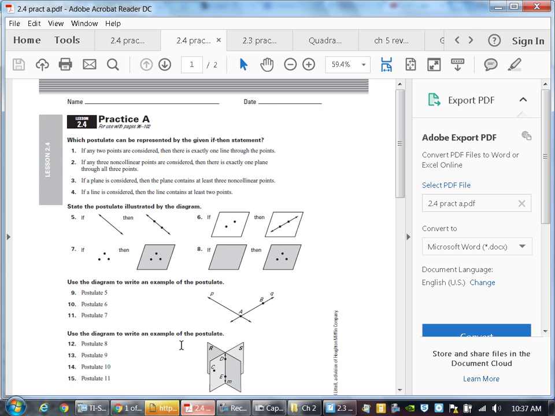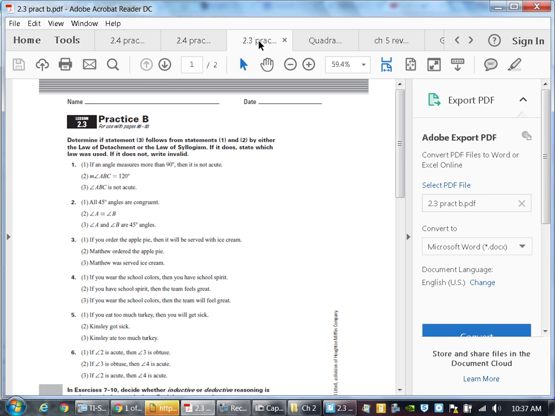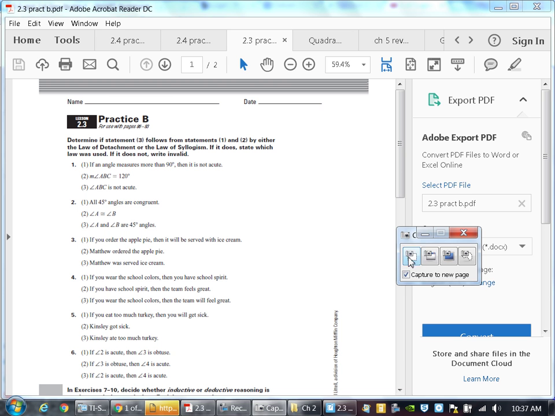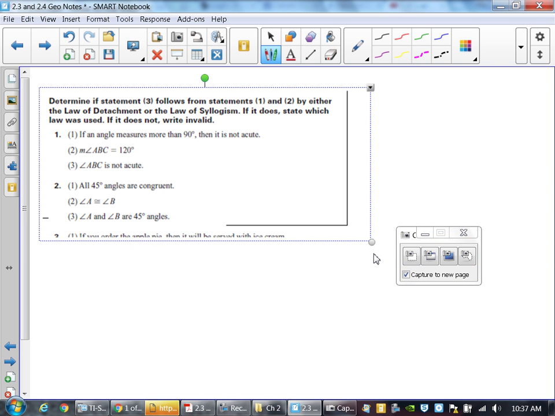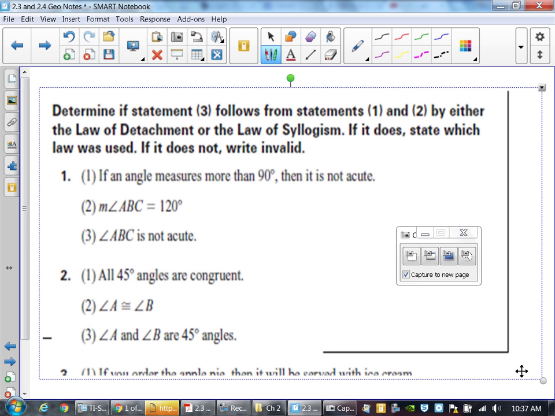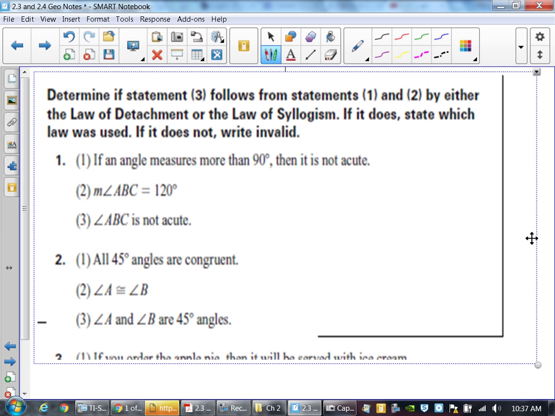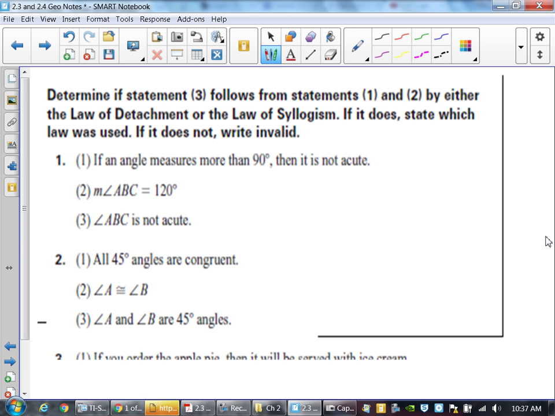And like I said, we'll just talk through a couple of these examples. You don't have to write this out. If you just want to listen to what we're saying, that's perfectly fine. Now, a lot of times these things are going to be worded like this: determine if the third statement follows 1 and 2 by detachment or syllogism, and if it doesn't follow anything, you can just say it's not valid.